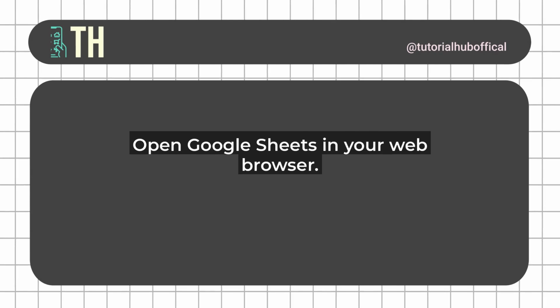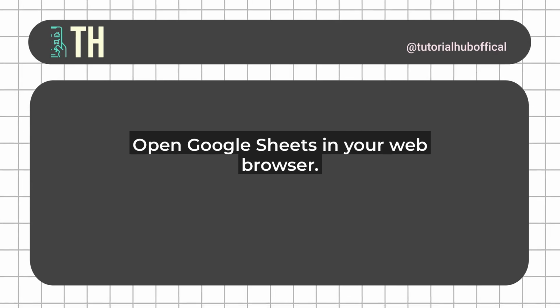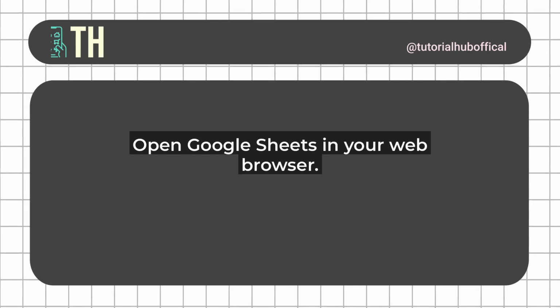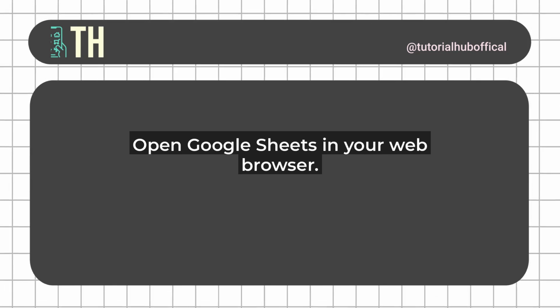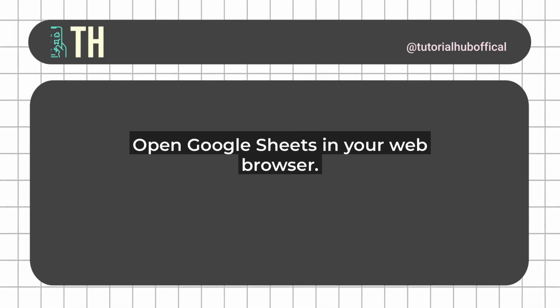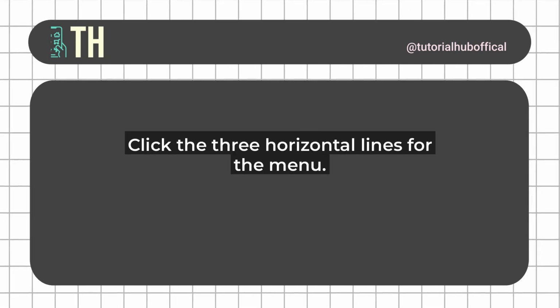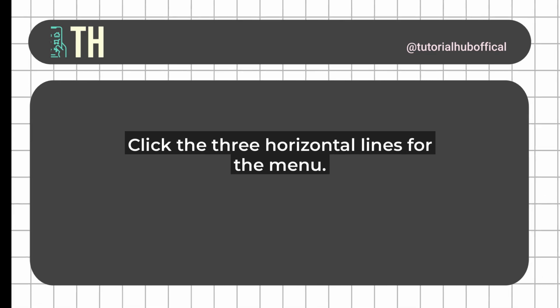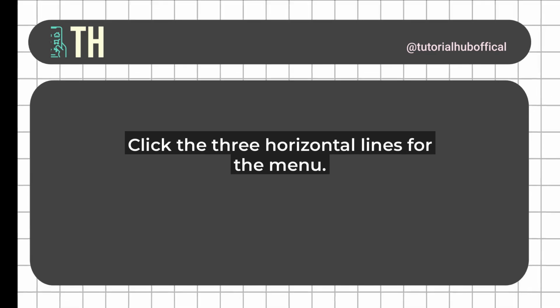Today, we're diving into something super handy for 2025. How to switch Google Sheets to dark mode. If you're like me, staring at a bright screen late at night can be a real eye strain, so dark mode is a game changer for productivity and comfort. In this video, I'll walk you through the steps in just a couple of minutes, so you can get back to your spreadsheets without the glare.